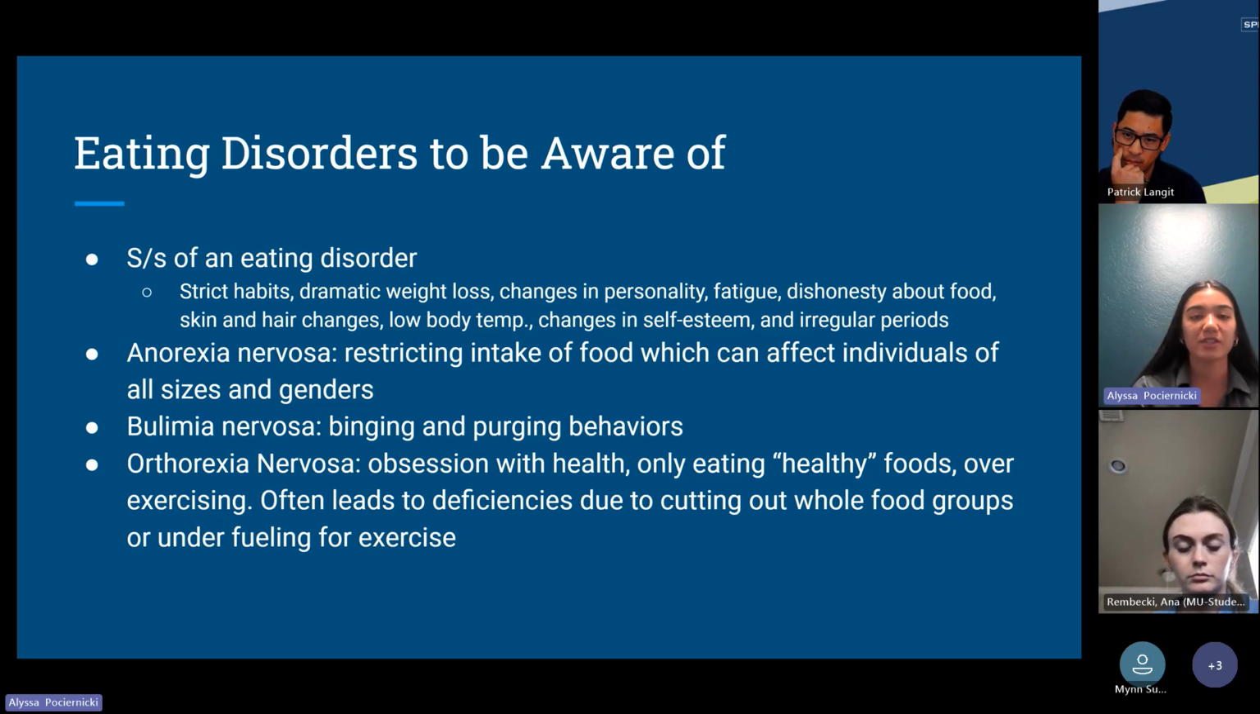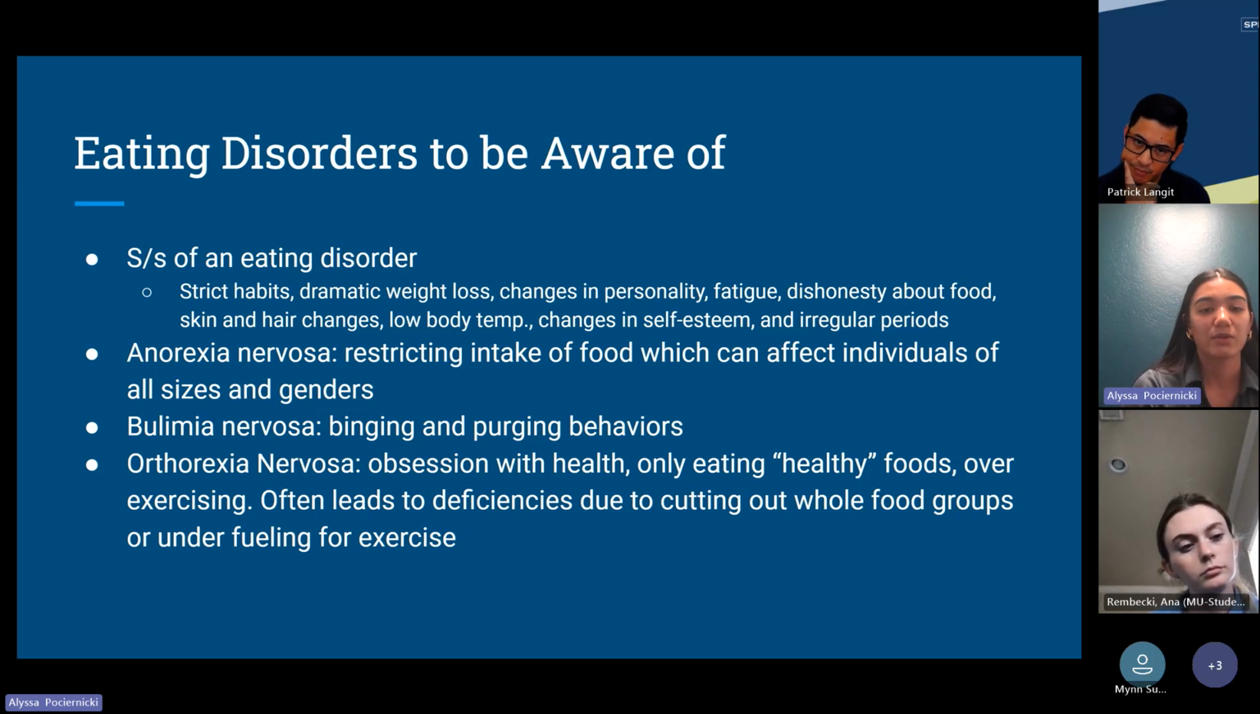The eating disorders that I talked about earlier, so there's anorexia nervosa, which is restricting intake of food, which can affect individuals of all sizes and genders. So this is just when they just stop eating completely, or they just kind of eat like a bird. They just aren't eating enough when they eat breakfast, lunch, and dinner, or they're just not eating, period. And then bulimia nervosa is binging and purging. So they'll have periods of eating where they just eat a ton and they kind of stuff their stomachs, but then maybe an hour, hour and a half later, they bring it all back up.